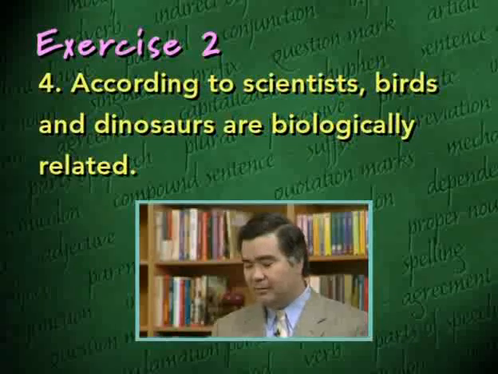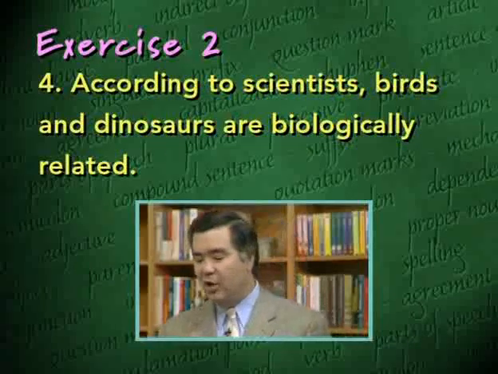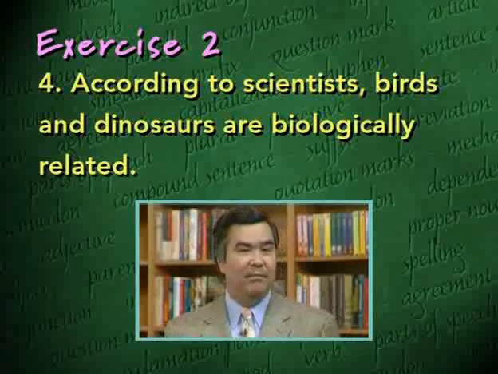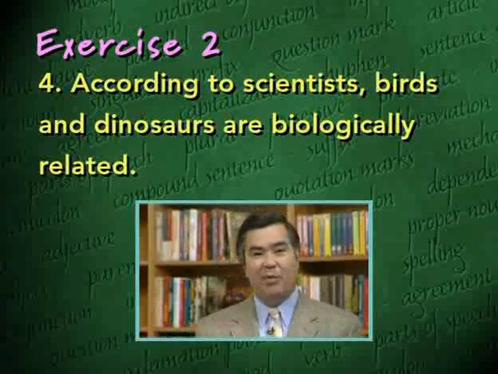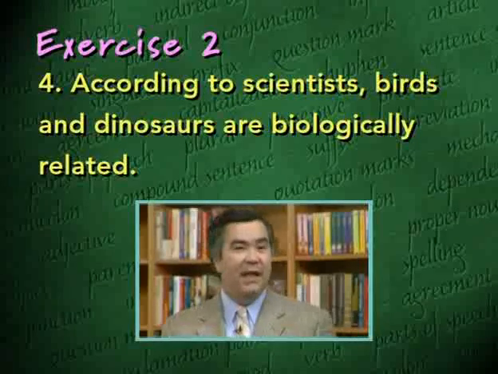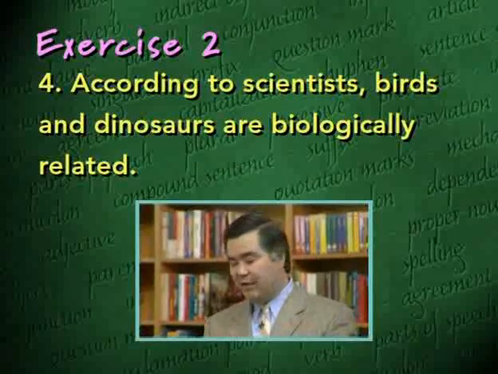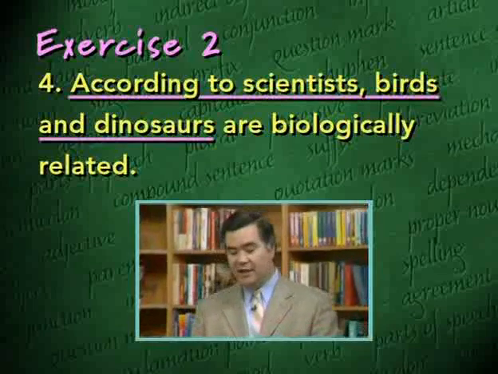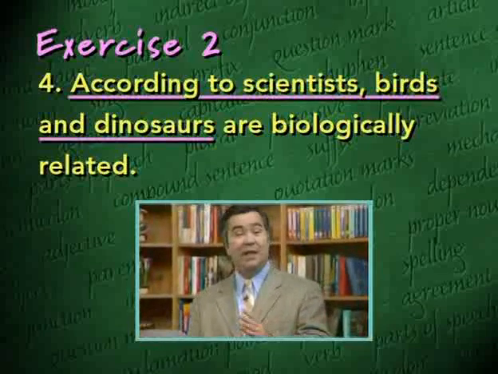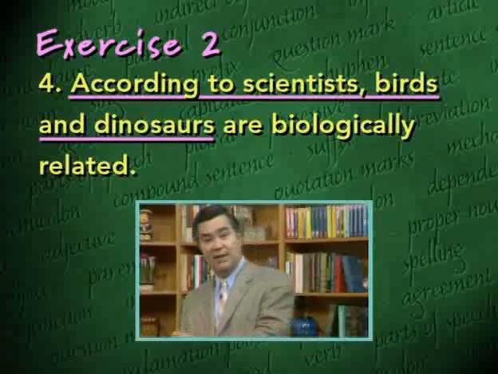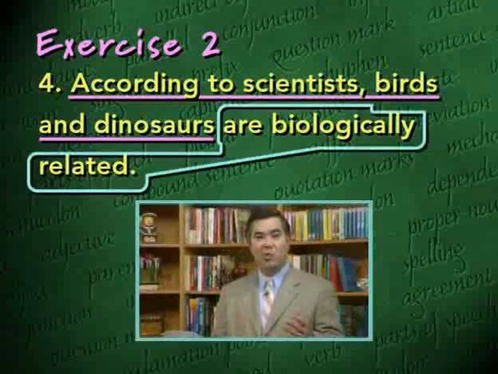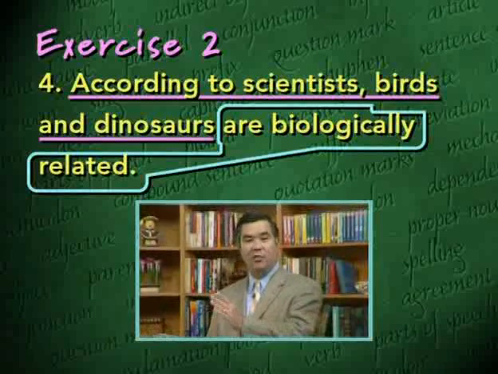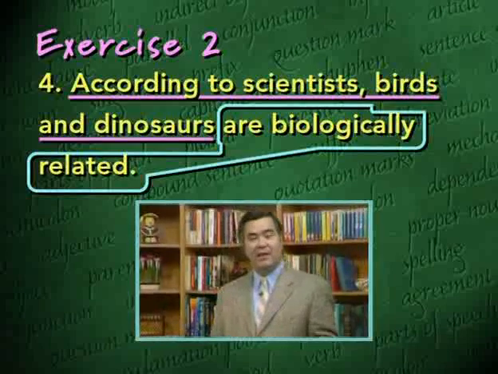Next example. According to scientists, birds and dinosaurs are biologically related. Where would we divide the subject and the predicate in this case? In this sentence, the subject is everything up through the word dinosaurs. So the subject is, according to scientists, birds and dinosaurs. The rest of the sentence is the predicate. It tells us what the subject is or does. Are biologically related.